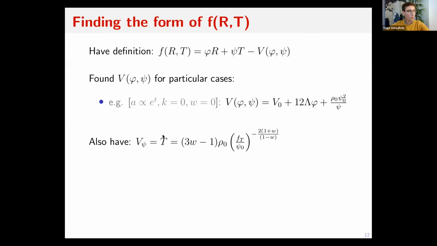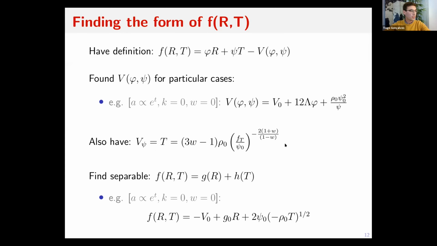We also have, from one of the equations, a relation between the trace of the energy momentum tensor and the derivative of F with respect to that same trace. And so we are in a position to solve for F of RT, which we also find to be separable. And here again, I just show one such example for the same case, where I write explicitly the dependence on R and on T.